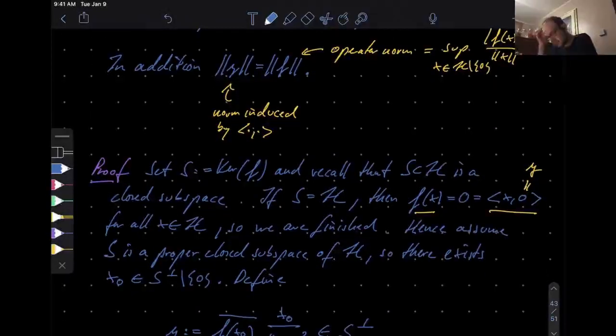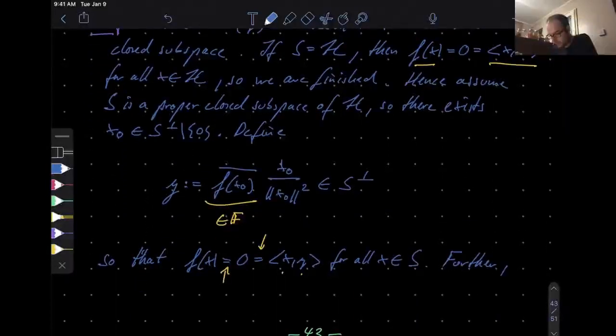The idea is to start with the kernel, which is a closed subspace. Then there's a trivial case: if the kernel S is already everything, meaning S is equal to the Hilbert space, then you're done because the functional maps everything to 0. If that doesn't happen, then you know by a previous result that you have a non-zero vector in the orthogonal complement of that kernel. You define an auxiliary quantity y, which is just a multiple, and then you check a few things. First off, if you now evaluate on the kernel, then the inner product of x with that particular element y is equal to 0.